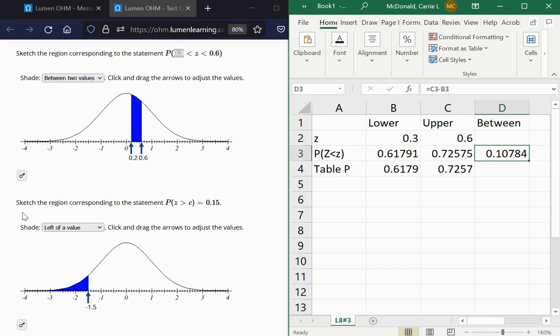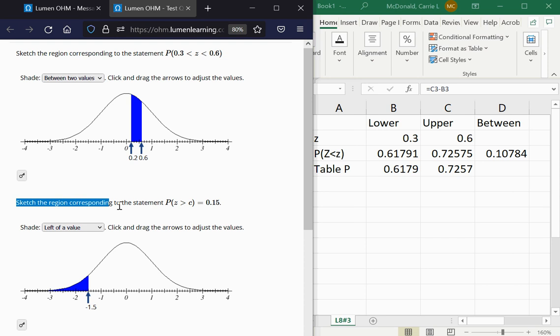All right, now the second part of this is to shade or sketch the region corresponding to this statement. We want the probability that z is greater than some constant, and we want the area, which is the probability, to equal 0.15. So in order to know how to get this boundary in the right place, we are going to have to find the actual z-score that should be going here. And we can do that with norm.inverse.